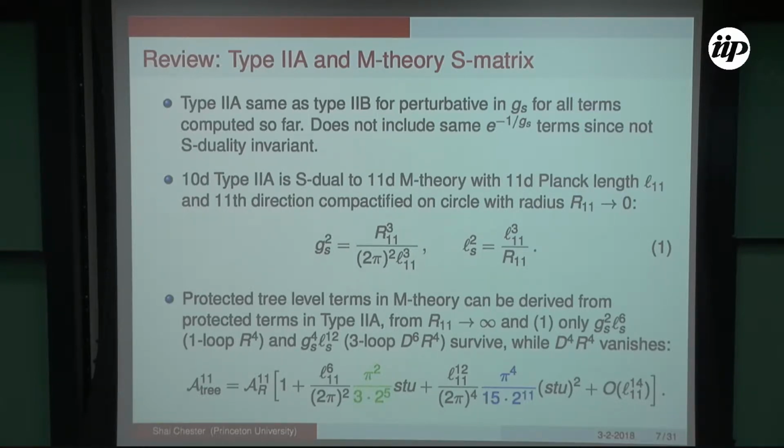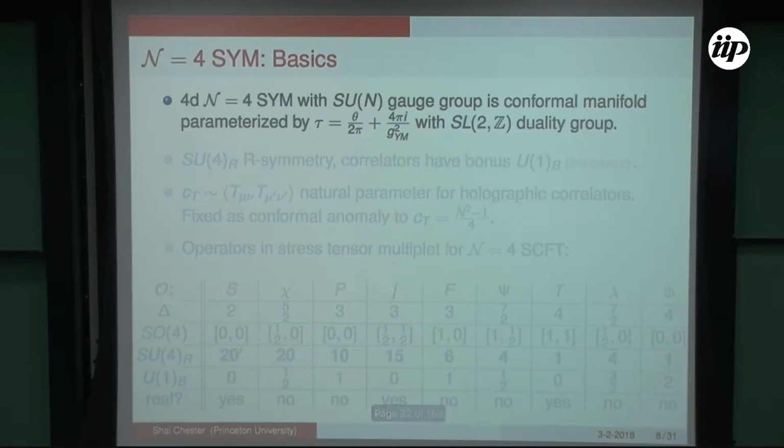Similarly, the three loop D^6 R^4 term becomes the tree level D^6 R^4, whereas D^4 R^4 just didn't have the right powers of G string to survive. So after you take this limit of radius going to infinity, it just dies. This is actually a non-trivial prediction of these dualities, which is that there is no D^4 R^4 tree level term in M theory. It would have been allowed by supersymmetry. If you just looked at the allowed counterterms, it would have been allowed, but it's not allowed from this construction.